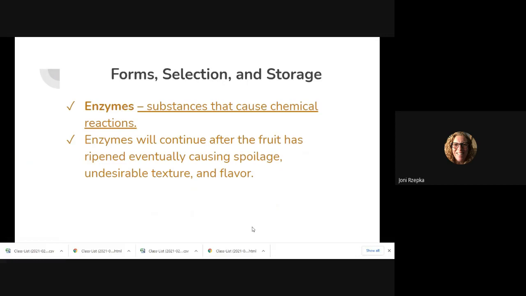Enzymes are substances that cause chemical reactions. Enzymes will continue after the fruit has ripened, eventually causing spoilage, undesirable texture and flavor. So the enzymes in the fruit are going to start turning it and ripen it, and then eventually continue past the ripening and go more into the spoiling, which is going to cause problems with the texture and flavor.